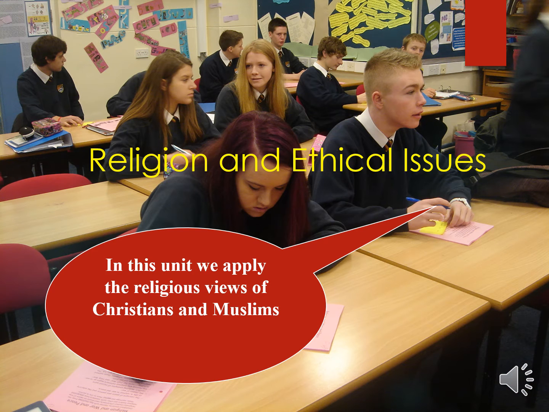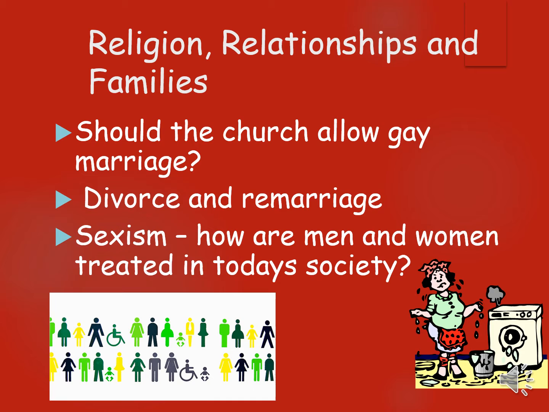So examples then of some of the topics that we would look at in the first Religion and Ethical Issues paper. We do a unit of work on religion, relationships and families. This involves questions such as should the church allow gay marriage, issues concerning divorce and remarriage, and sexism, how are men and women treated in today's society, questions over gender roles, nature of families, purpose of families, etc.